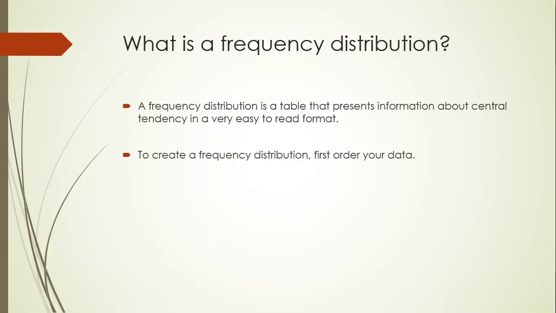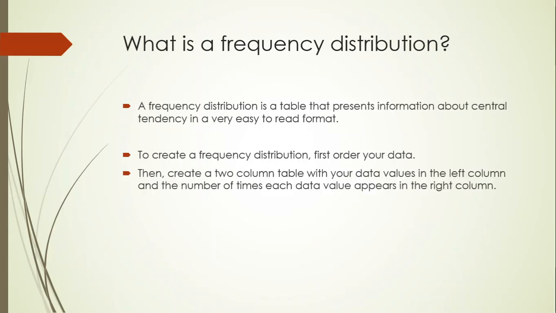The first thing is we'll have a bunch of data, whether it's prices or heights or weights or whatever we happen to be doing, and we need to put that in order, either ascending or descending order, it doesn't really matter. Then we create a two-column table, and we're going to put all of our data values in the left column and the number of times each data value appears in the right column. So even if we have multiples of a number, like two things are the same price, we're only going to put that one time in the left column, but then we'll put the number 2 in the right column.